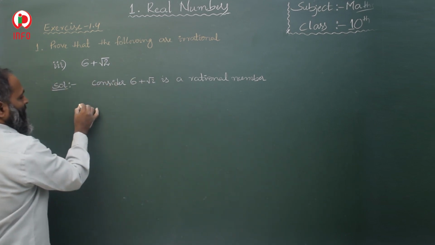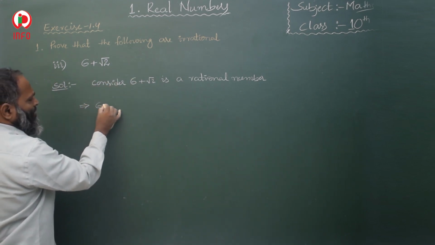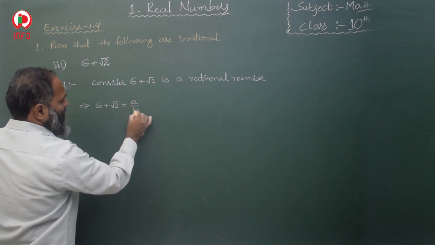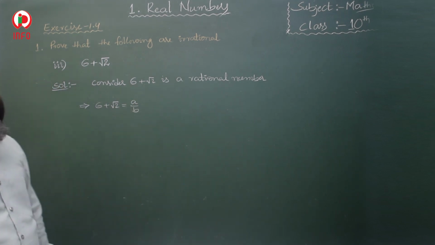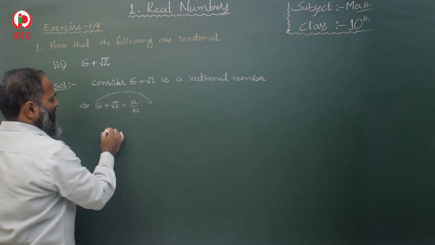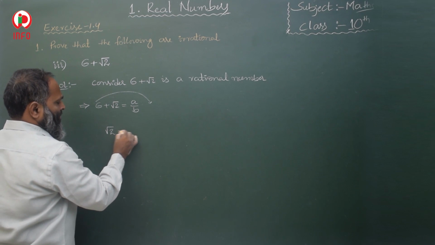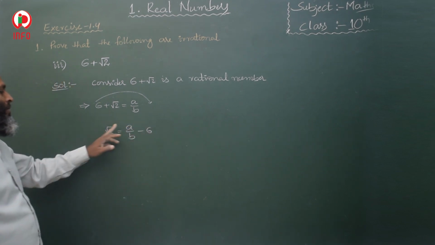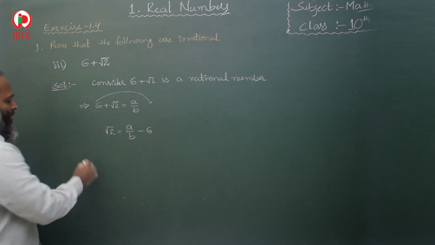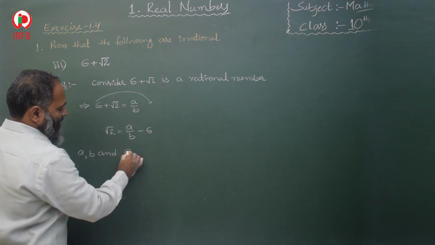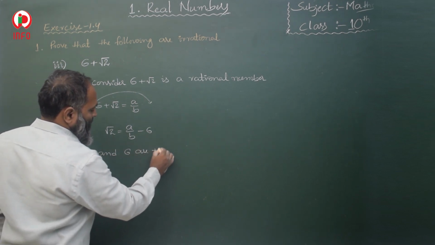Assume 6 plus root 2 is a rational number, so it is in fraction form, that is 6 plus root 2 is equal to a by b. If you transpose plus 6 to the RHS, then root 2 is equal to a by b minus 6.